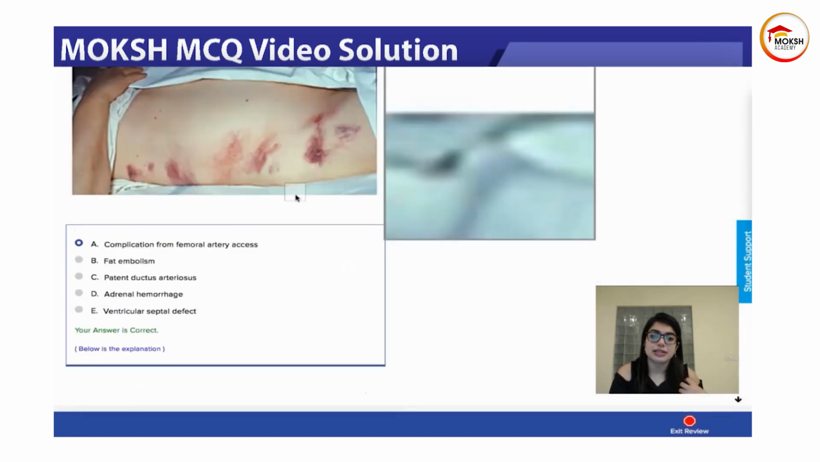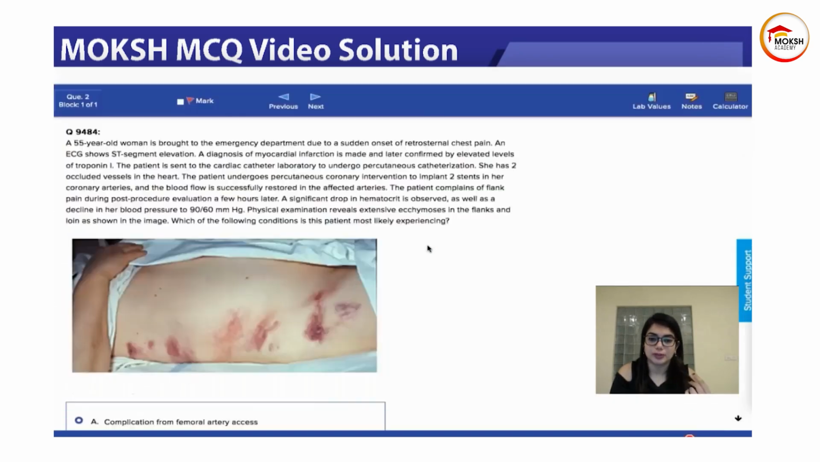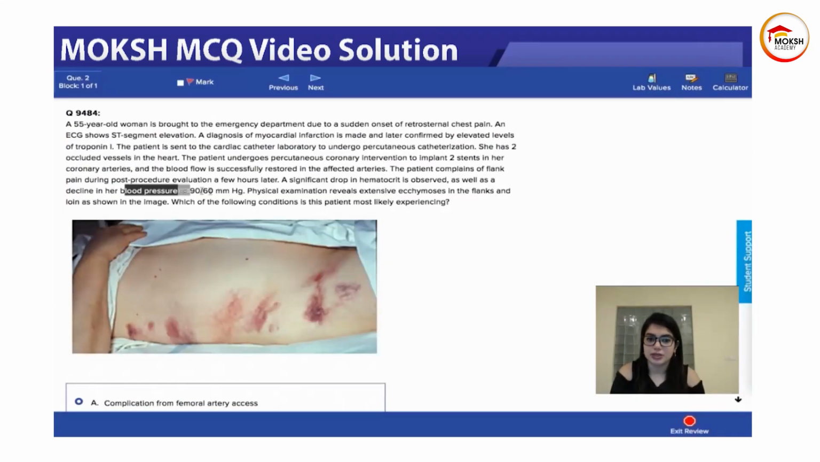This patient is in what type of shock? His blood pressure is 90/60. What is the type of shock here? Is it septic shock? Is it hypovolemic shock? Is it cardiogenic shock? Is it distributive shock? Is it obstructive shock? Or is it neurogenic shock? It's hypovolemic shock, right? Because of the loss of blood in the retroperitoneum.